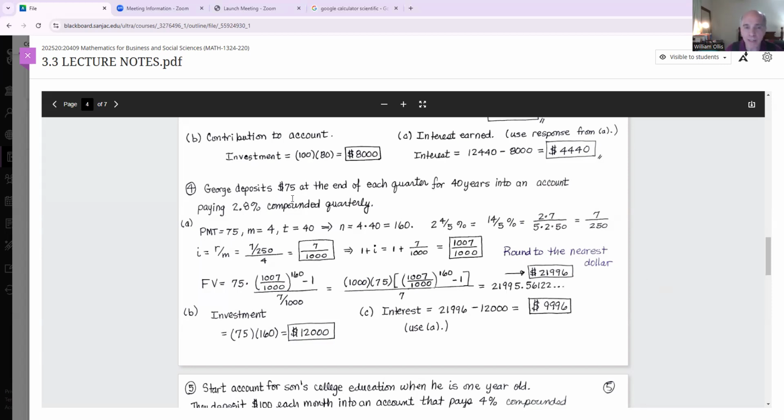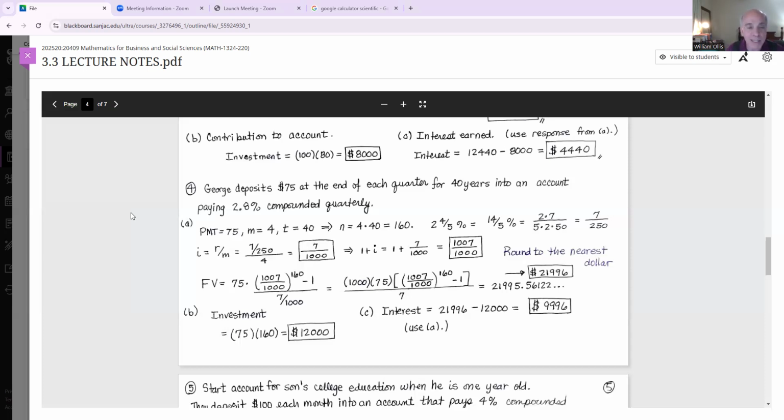We see George deposits $75 at the end of each quarter for 40 years into an account paying 2.8% compounded quarterly. Now, as I've said before, lots of times in class, this becomes an academic exercise, and you're thinking, maybe I don't have this much time, 40 years to do this, but just remember these are exercises to give you practice. So don't worry that maybe they don't make a lot of sense for you. Of course, I wouldn't want to be doing anything for 40 years. That would be a little bit ridiculous.